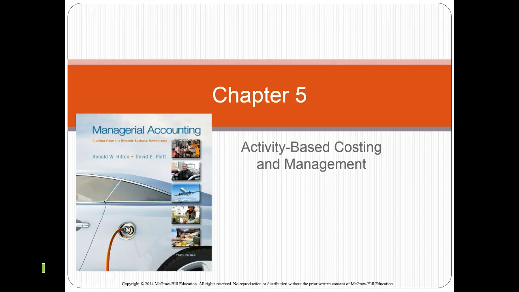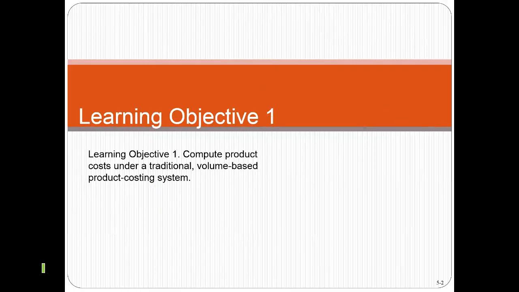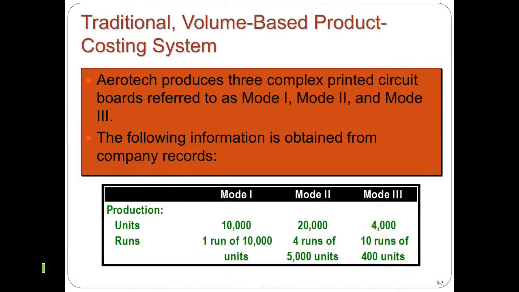In this lecture, we will be taking a look at Chapter 5, Activity-Based Costing and Management. Objective number 1 will be to compute product cost under a traditional volume-based production cost system. So first we're going to take a look at a traditional volume cost process system. We're going to compare and contrast that to the activity-based costing system.